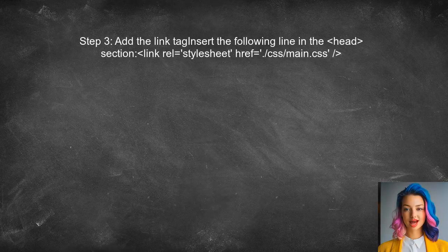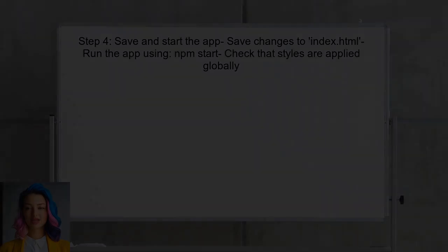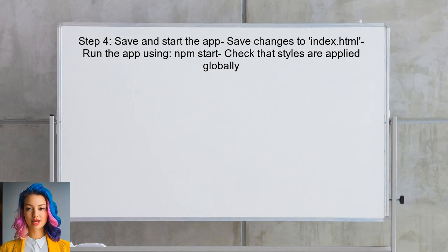Now, the user can add a link tag to include their CSS file. They should ensure the href attribute points to the correct path of the CSS file within the public folder. After saving the changes to the index.html file, the user can start their React app. The styles from the CSS file should now be applied globally across the application.